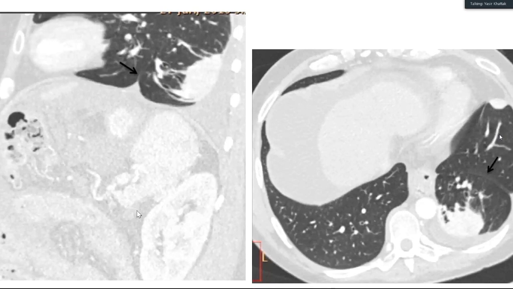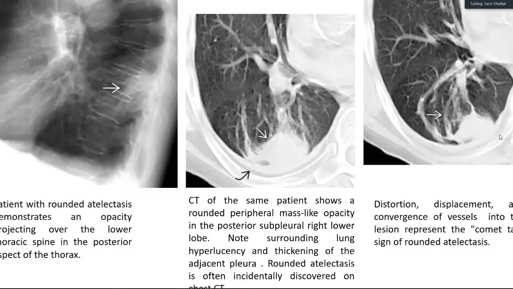Typically, these cases are sometimes asymptomatic, and they can be incidentally discovered on a radiograph. Now, another case. These are more exuberant and more visible. This one on the thoracic spine, you see a plasty is projected. Another case shows a subpleural right lower lobe opacity, and there is hyperlucency here adjacent to it.